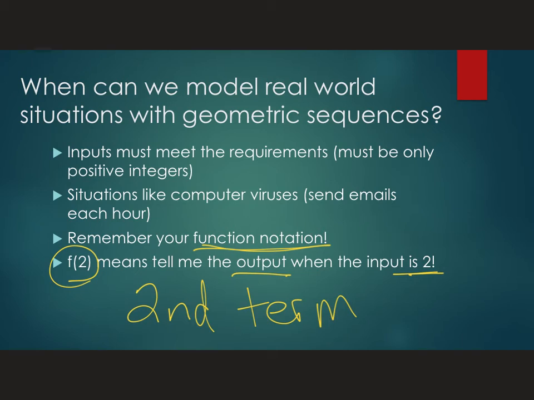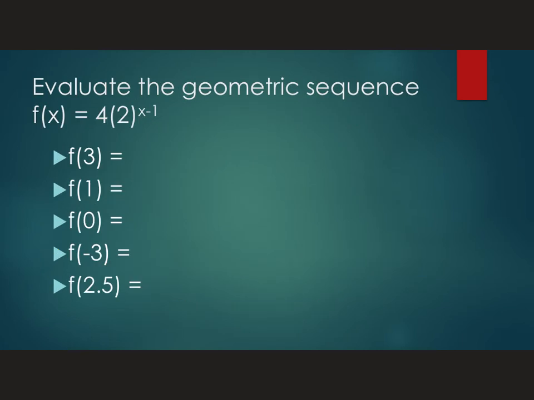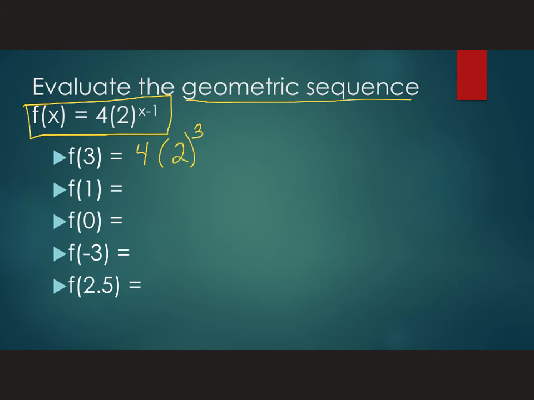So let's look at a few more examples. We're going to evaluate this geometric sequence. And here it is. F of x equals 4 times 2 to the x minus 1 for 3 as our input. So we have 4 times 2 to the 3 minus 1. Well, 3 minus 1 tells me it's 4 times 2 to the second power. 2 to the second power is 4, so I have 4 times 4, that means it must be 16. So 16 is my final answer there.